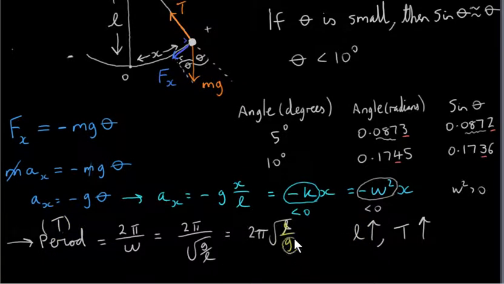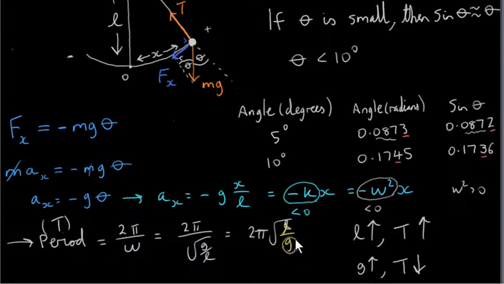Another thing is G. If we could change the acceleration due to gravity, we can affect the period of the pendulum bob. We can see that if G increases, then the period will actually decrease. If we increase the denominator of this fraction, we decrease the entire quantity. We decrease the period. So we will see a simulation where we can play around with these values.